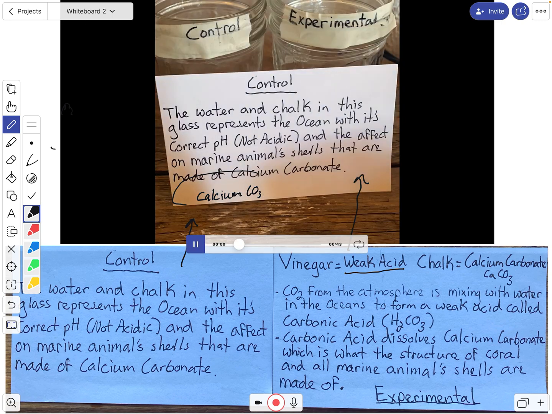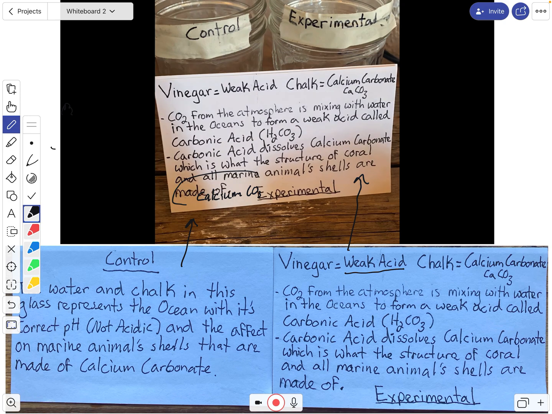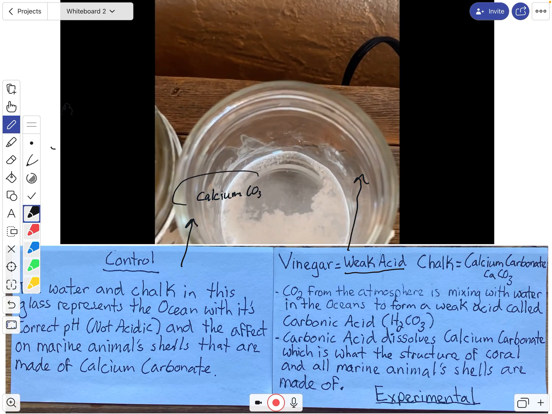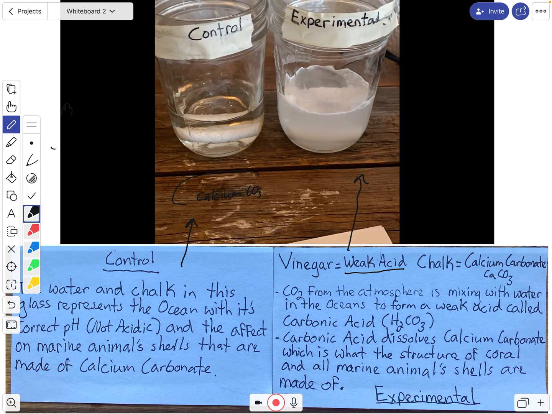Let me play this. It's a time lapse. So there's the chalk. Put it in both containers, one with water, one with vinegar. So you can see the one on the right, the experimental with the vinegar. There's obviously a lot of action going on there. A lot of bubbling. The water's getting cloudy. That cloudiness has to come from somewhere. It's coming from the calcium carbonate breaking down.